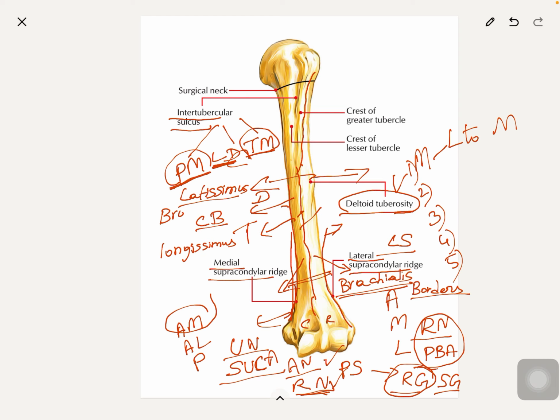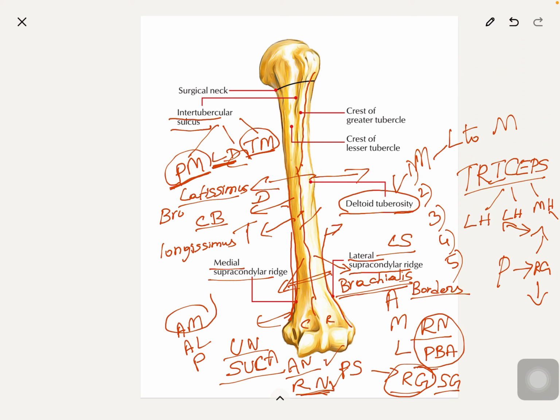Above the radial groove, one origin; below the radial groove, what is the muscle in the back of the arm? Only one muscle, triceps. Tri means three. It has three heads: long head, lateral head, and medial head. Above the radial groove, the lateral head takes origin. Below the radial groove, the medial head takes origin. So the back of the arm is simple for you in the exam, if you are given only one muscle, triceps: long head, lateral head, and medial head.